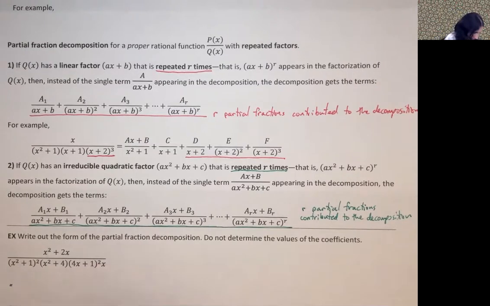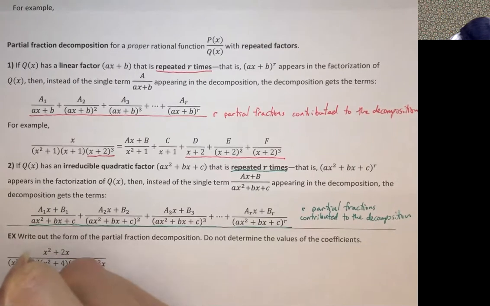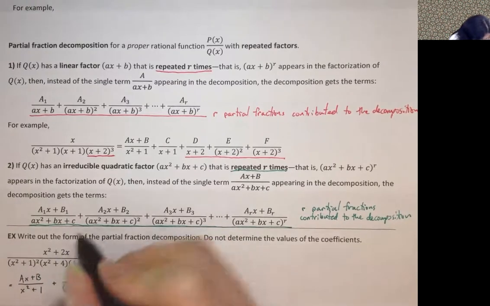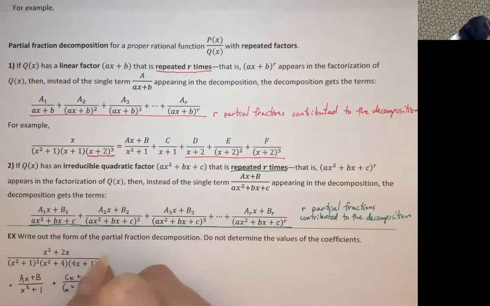Okay. So here I'm going to have x squared plus 1 with an unknown linear. And then I'm going to have x squared plus 1 again, but now to the second power because it's repeated twice in my factorization. And I need another unknown linear. So cx plus d will do.